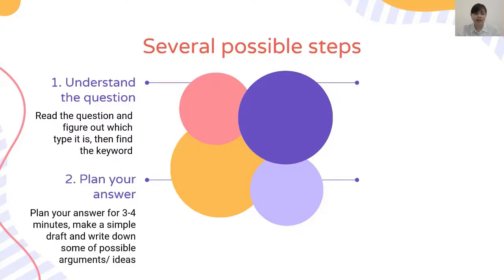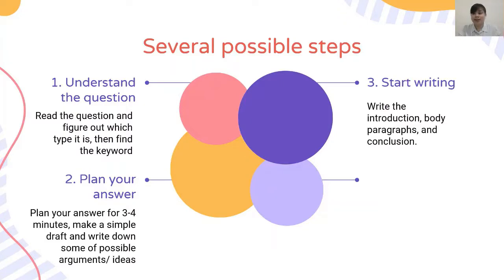Next, make a draft on what arguments you want to write, but don't take too long. Do it for approximately 3 to 4 minutes. Then, you can start writing your essay. Finally, when you finish, check your work once again.